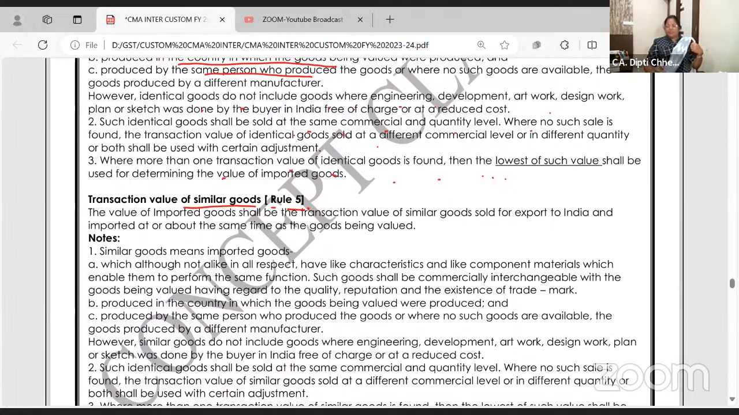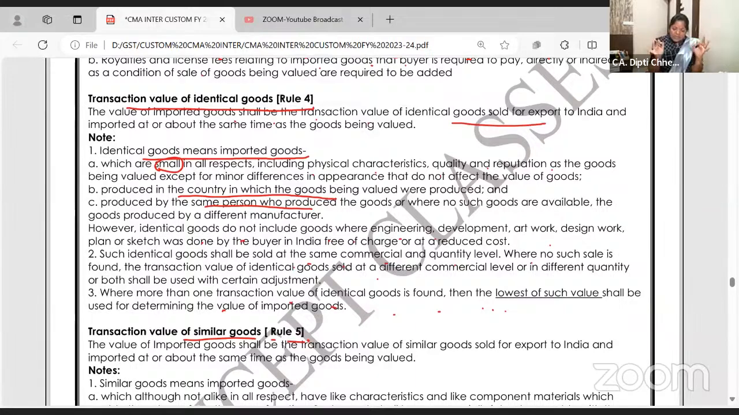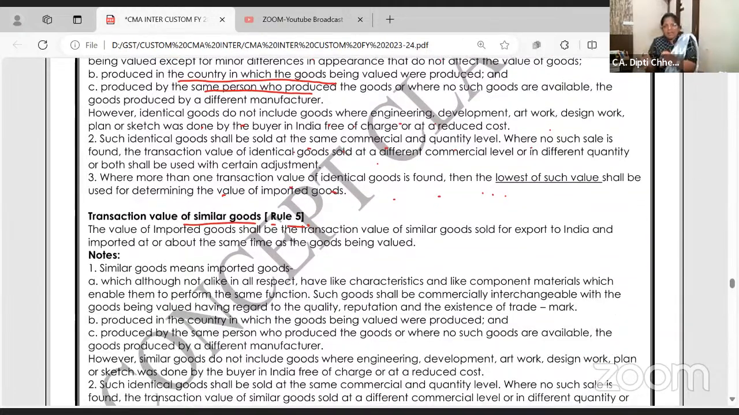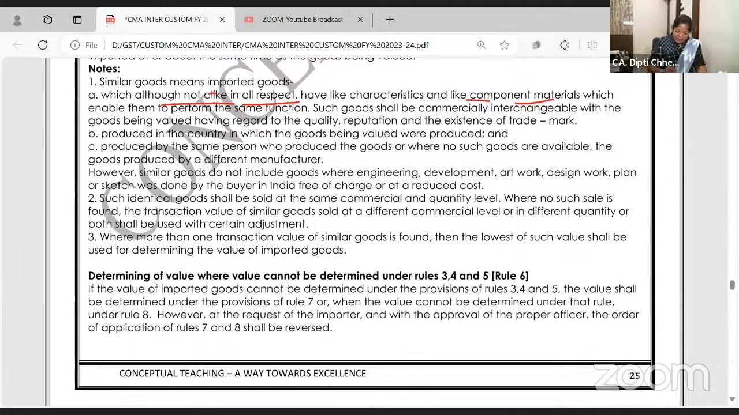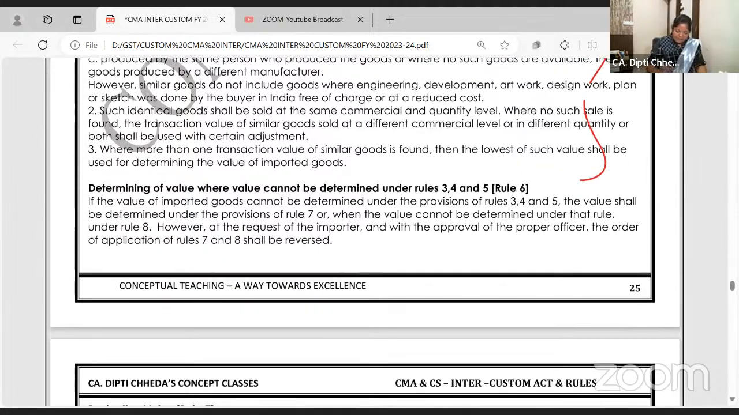Transaction value of similar goods. Ma'am, what's the difference from identical goods? Identical goods are exactly the same as the earlier lot. Similar goods may be a different brand, but from the same country. Similar goods means goods which are not alike, but have the same type of characteristics and the same configuration. Rest all the points are copy pasted.